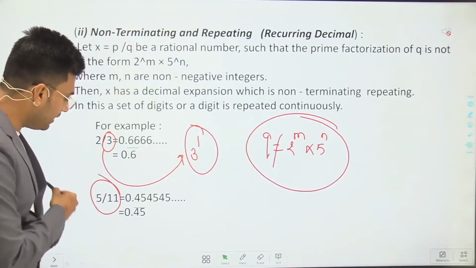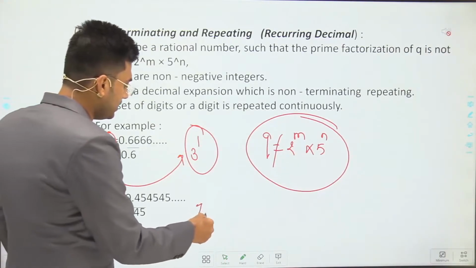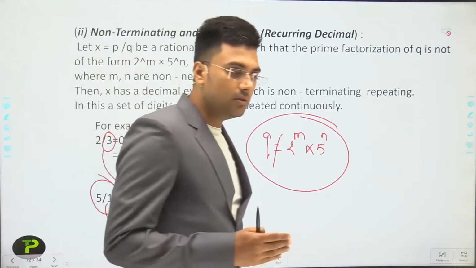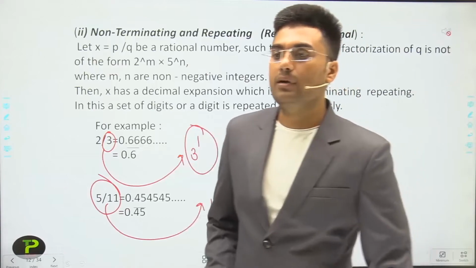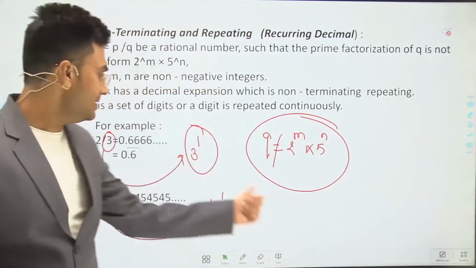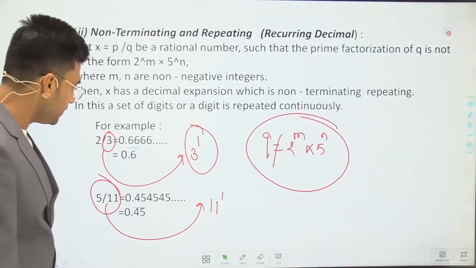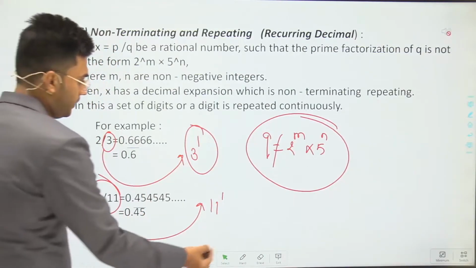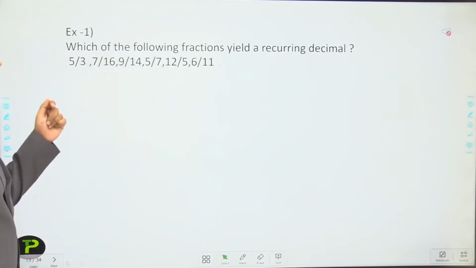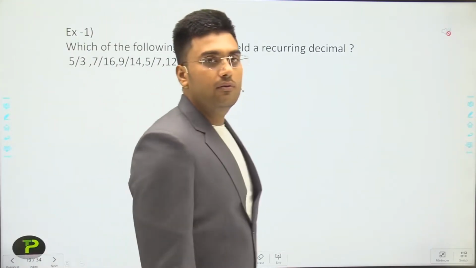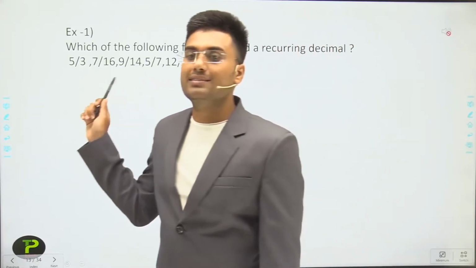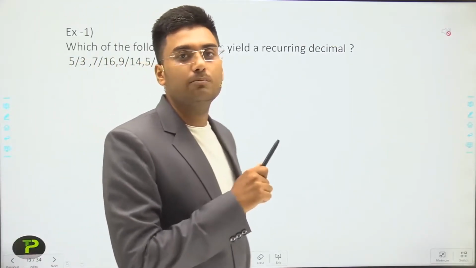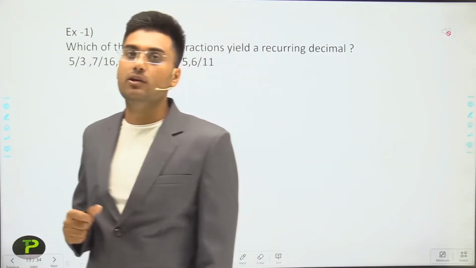If you take 5 by 11, here the denominator is in the form of 11 power 1. Again it is not in the form of 2 power m multiplied by 5 power n, so it is non-terminating but recurring. Now this is the first example. We don't use the long division method to solve this type of example, we just check the form of the denominator.